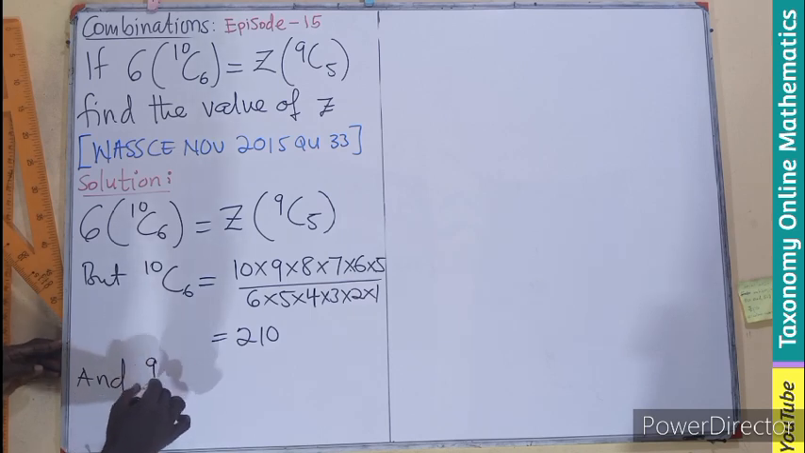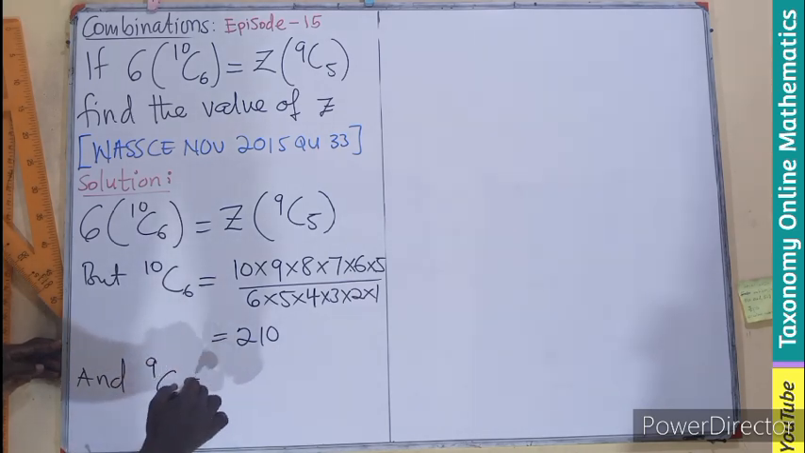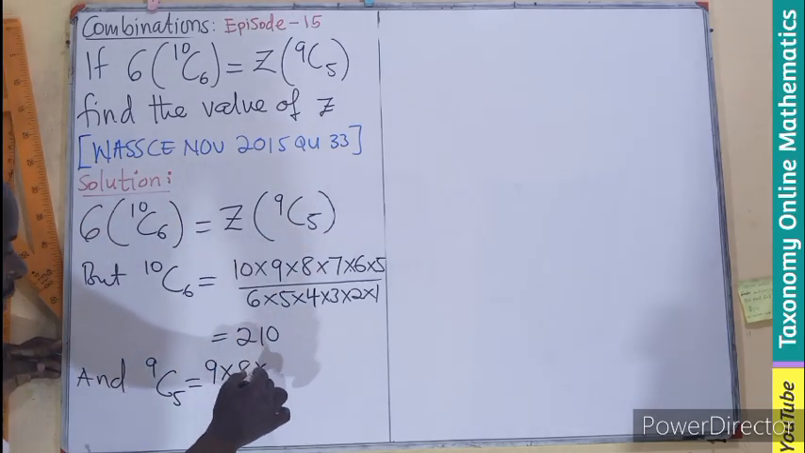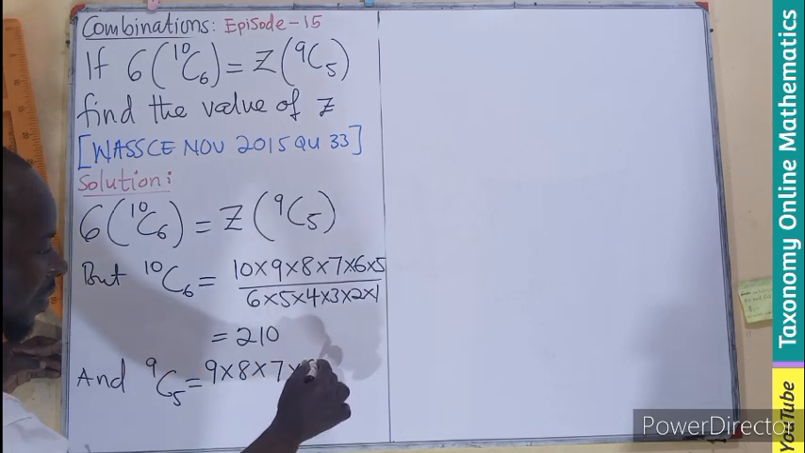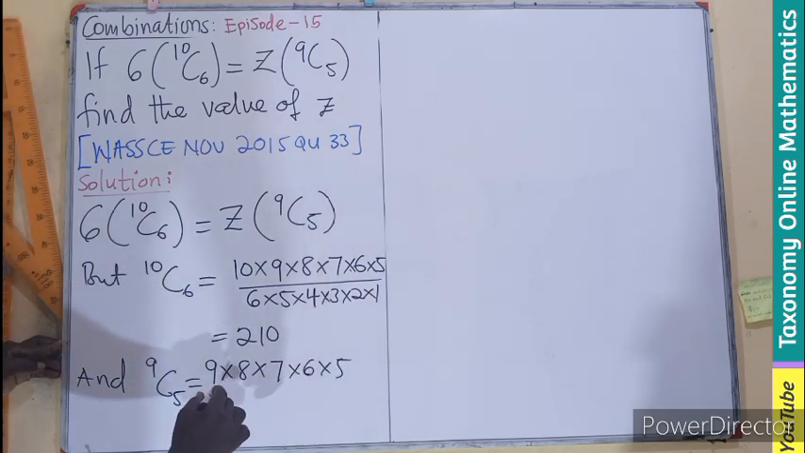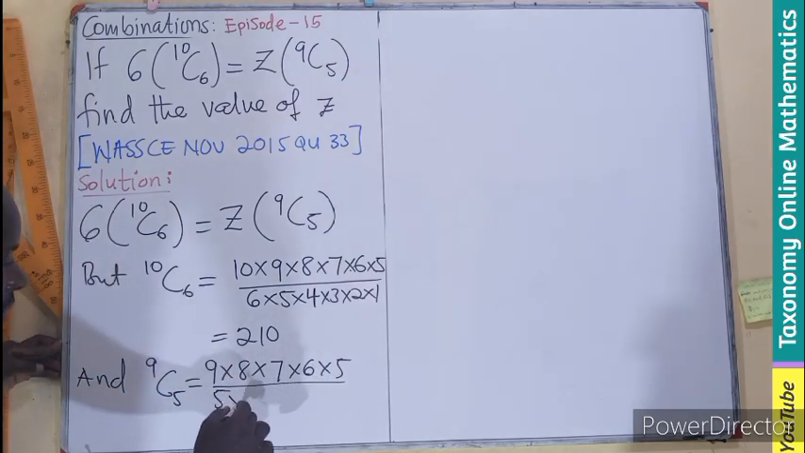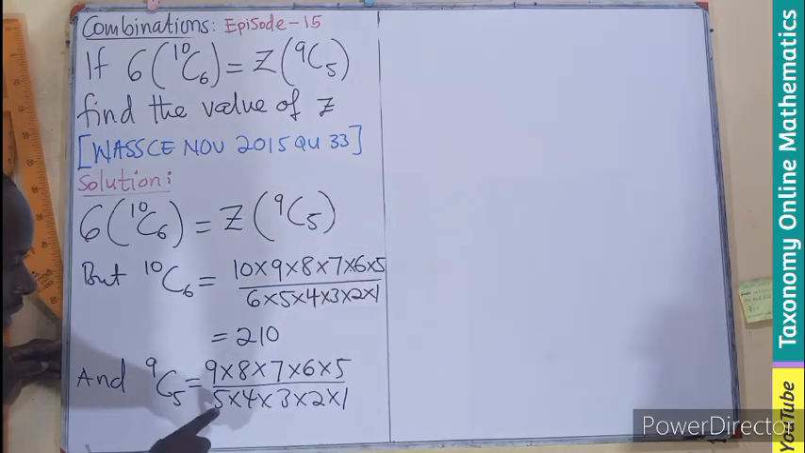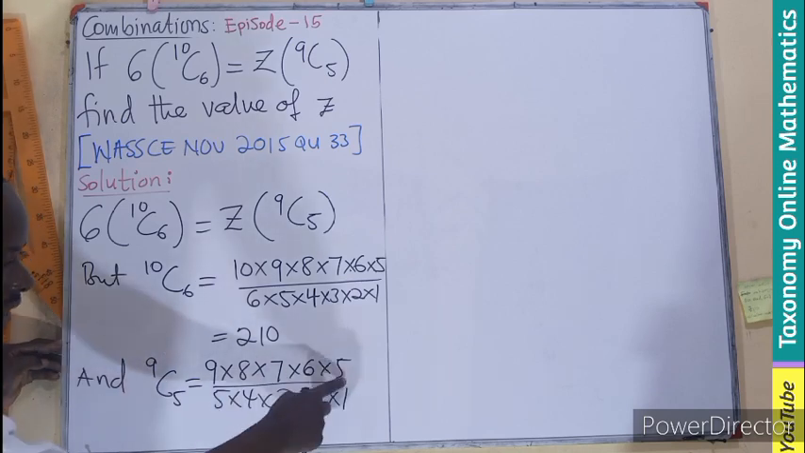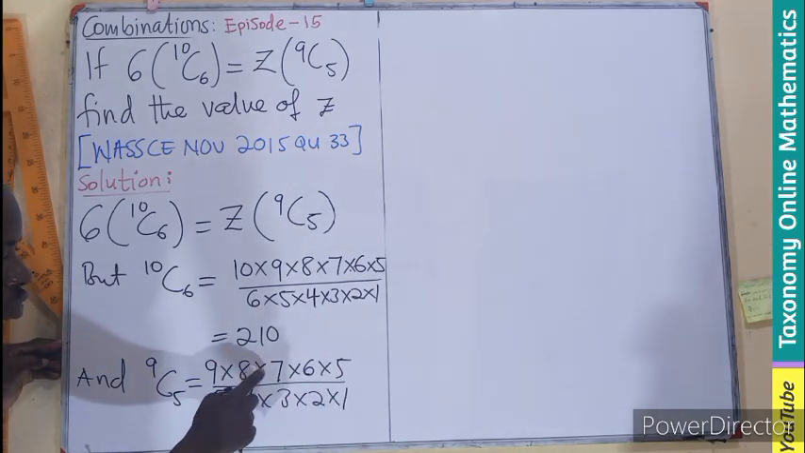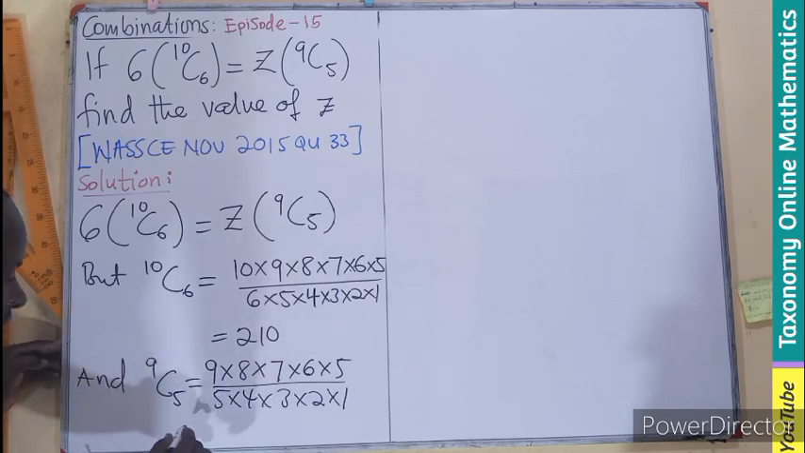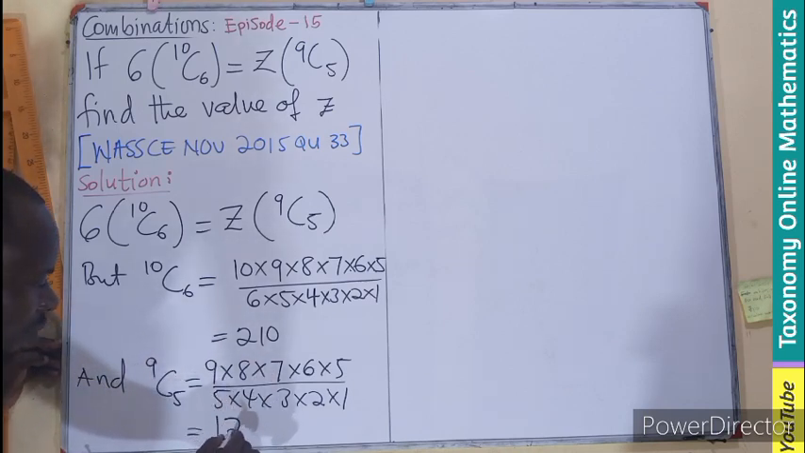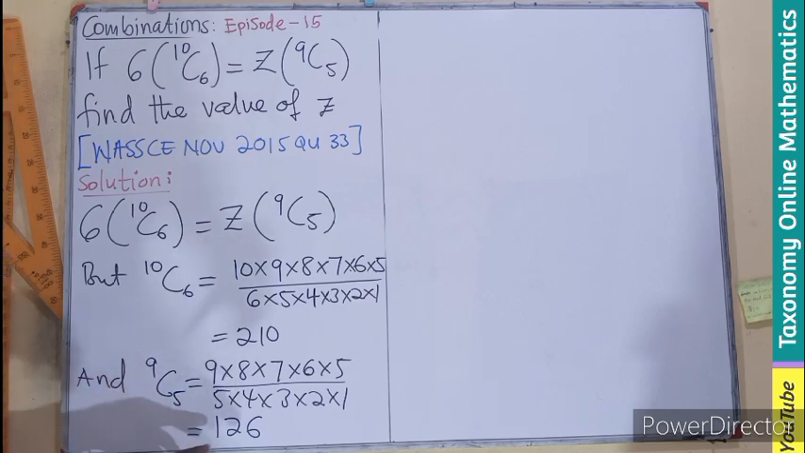And our 9 combination 5 also simply means 9 times 8 times 7, 6, 5 over 1, 2, 3, 4, 5, 5 times, because of this, 5 times. So 5, 4, 3, 2, 1. That will also mean this will cancel this, this 2 will cancel that, or let's say this cancels this, this will be 2. 2 times this will be 14. 14 times 9 will be somewhere 126, right? So that is what we are having here.